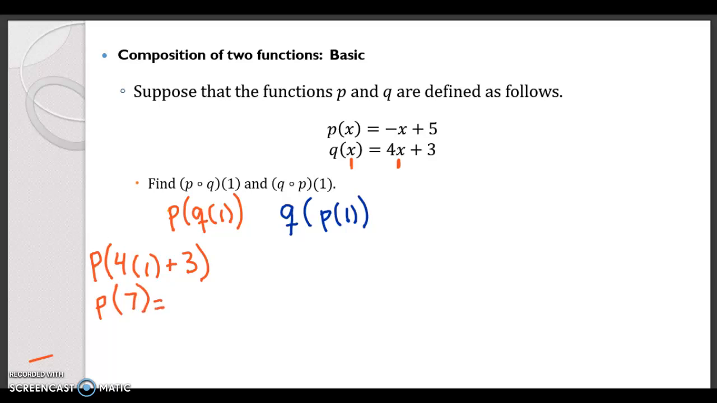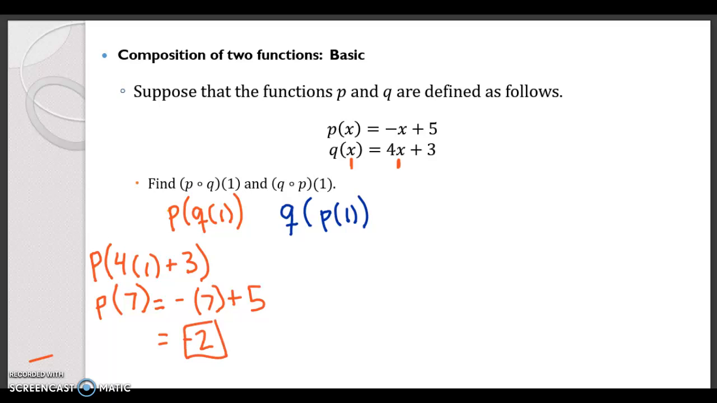And p of 7, I go to the p function and I plug in 7 into x. So negative 7, negative x plus 5. So that's negative 7 plus 5, which is negative 2. Now, are we going to get the same thing over here? Well, let's take a look.